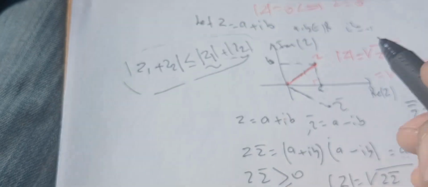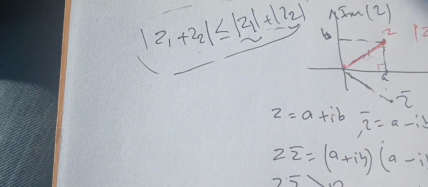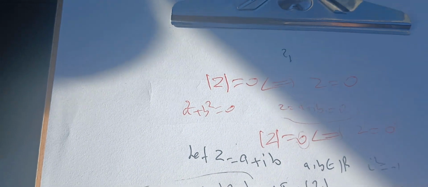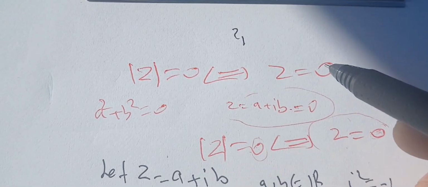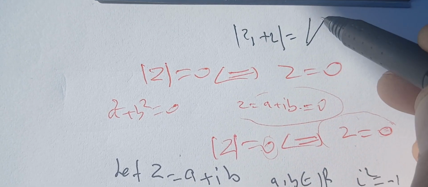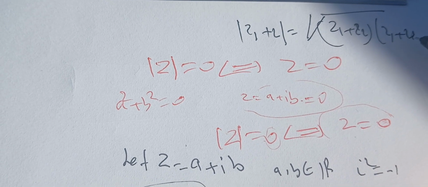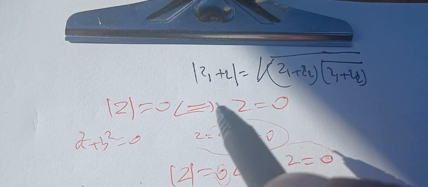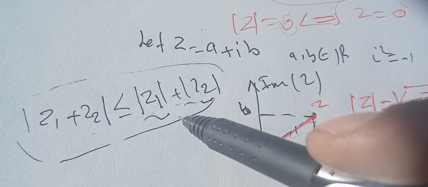So what do we know? We know that the norm of z1 plus z2 is just the square root of z1 plus z2 times the conjugate of z1 plus z2. And from here we can prove this result very quickly.